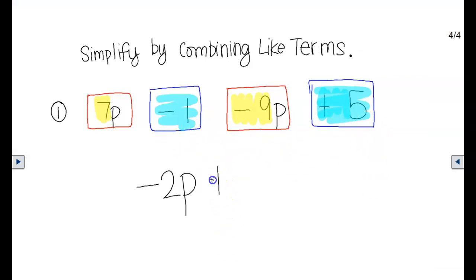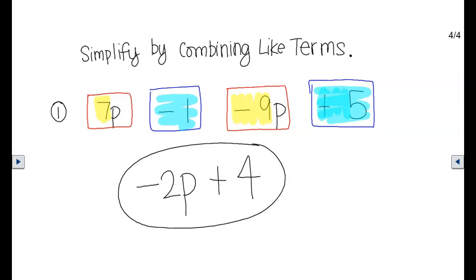So I'm going to come down here since it's positive and put a plus, and then write my 4. So this problem that has 4 terms, 7P minus 1 minus 9P plus 5, when I simplify it, simplifies down to this. It is a negative 2P plus 4, which notice means I only have now 2 terms. So I went from 4 down to 2. That makes that problem simpler. It makes it easier to look at, and I have done that by combining my like terms, the ones that have the same last name.